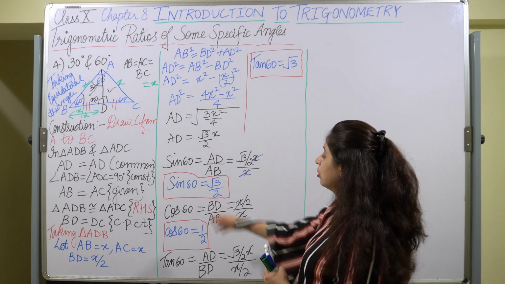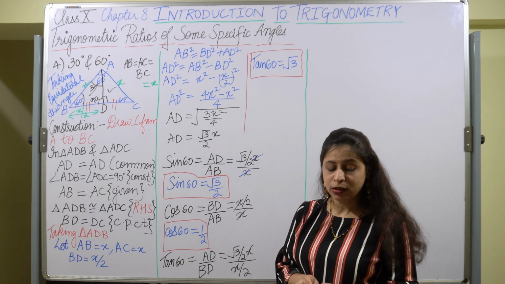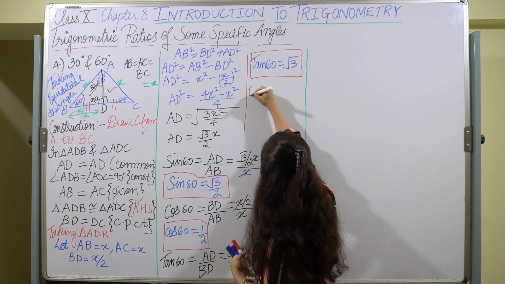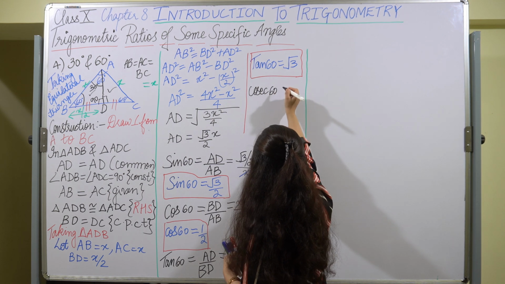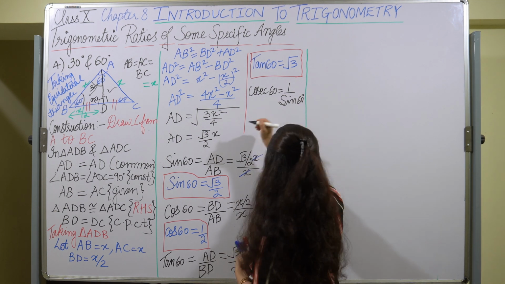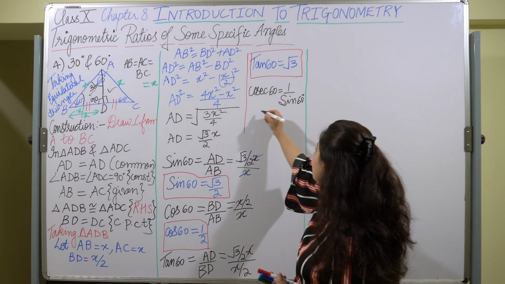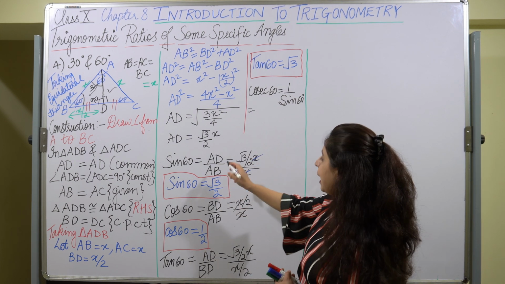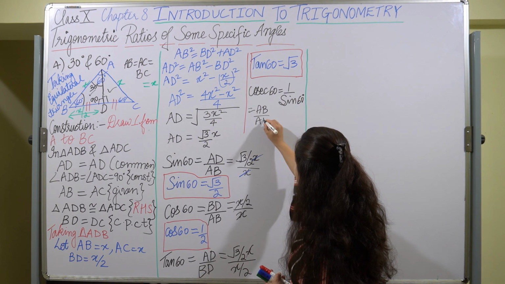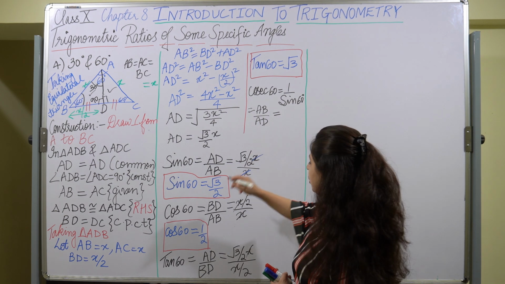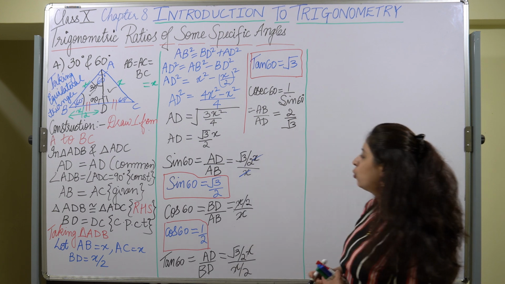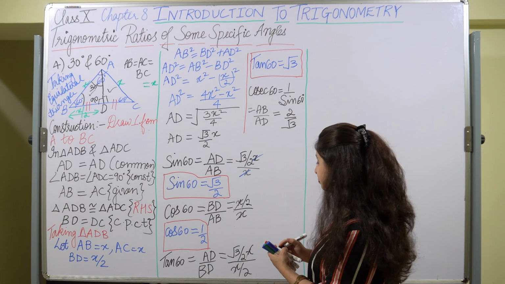Then comes the cosec, the reciprocal of sine. So cosec 60 will be equal to 1 upon sine 60. So it will be equal to AB upon AD. That will give us the value to be equal to 2 upon root 3.